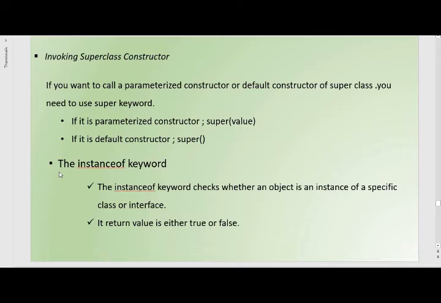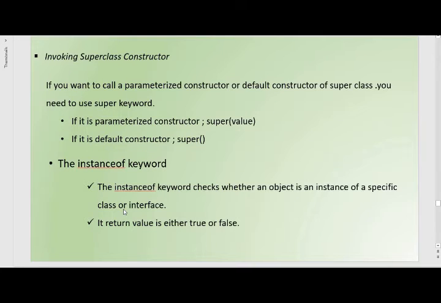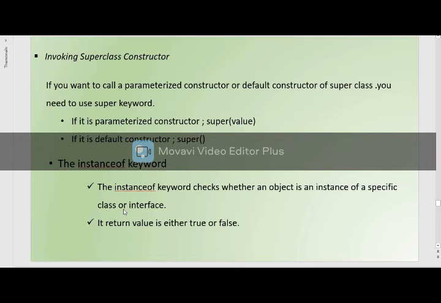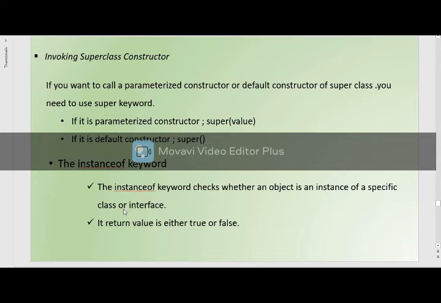After that, you can see the instanceof keyword. The instanceof keyword checks whether an object is an instance of a specific class or interface. We use the instanceof keyword to check whether an object is an instance of a specific class or interface. That is the usage of instanceof. If that object is an instance of the specific class or interface, it returns true. If it is not, it returns false.